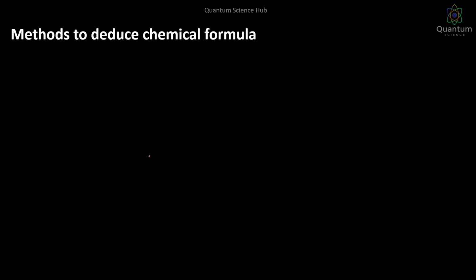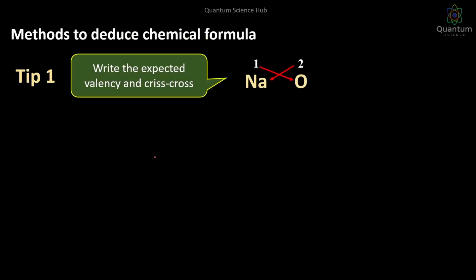Next, here are the methods to deduce the chemical formula. First of all, write the expected valency and crisscross. So we know the valency of sodium is 1, while oxygen is 2. Or I can say sodium is Na positive and oxygen is O2 minus. So the chemical formula here is Na2O.